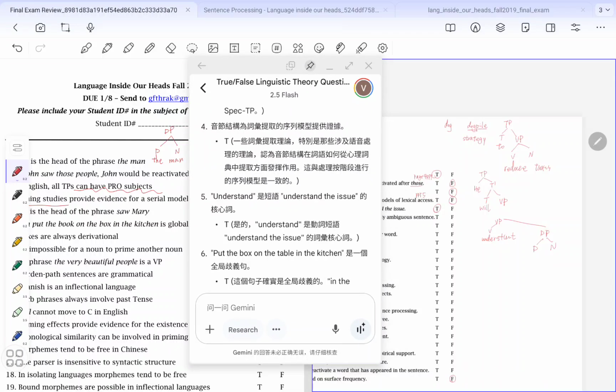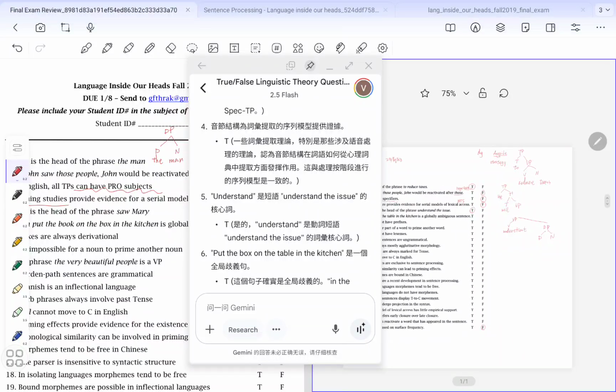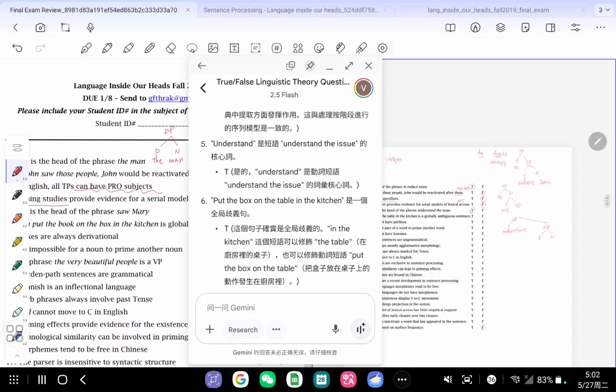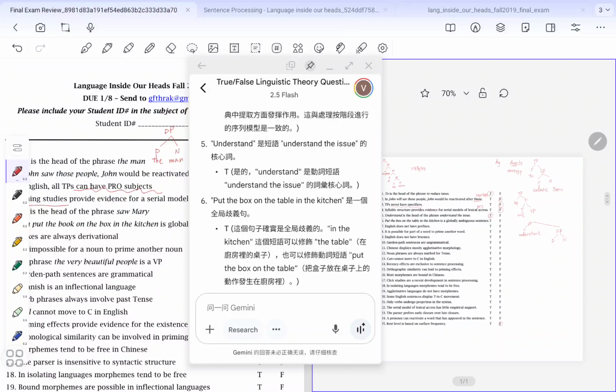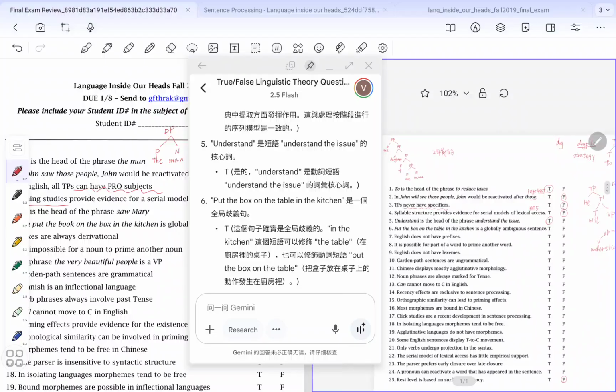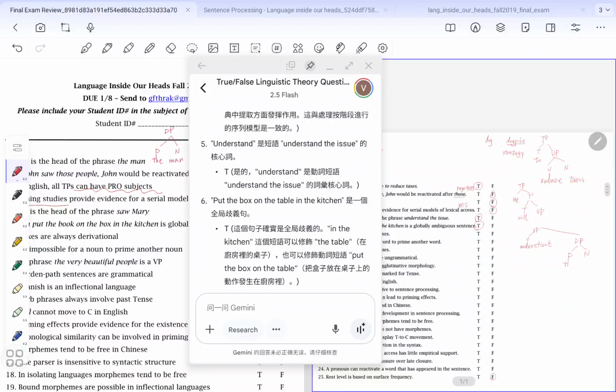6. "Put the box on the table in the kitchen" is a globally ambiguous sentence. True or false? Any true? Any false? I assume true. Great. True. Why is it globally ambiguous? You start a sentence, you finish it, it's still ambiguous.